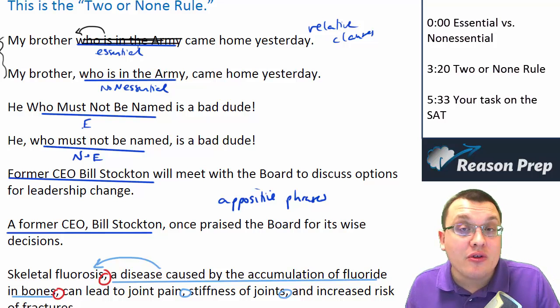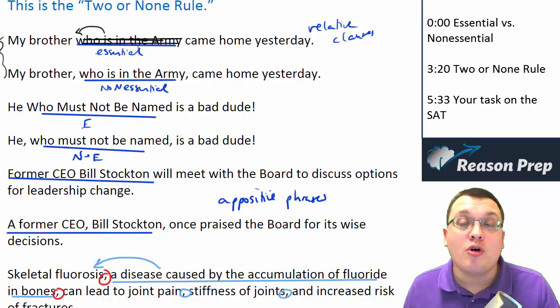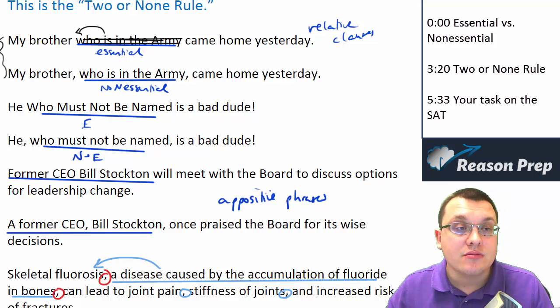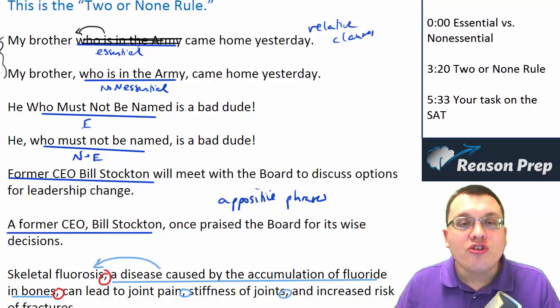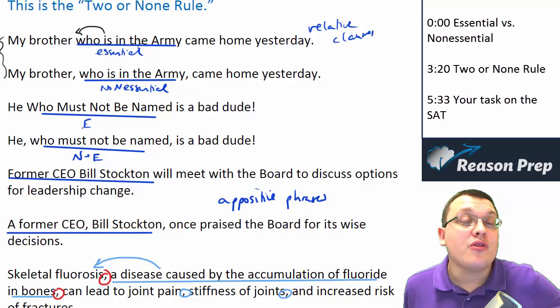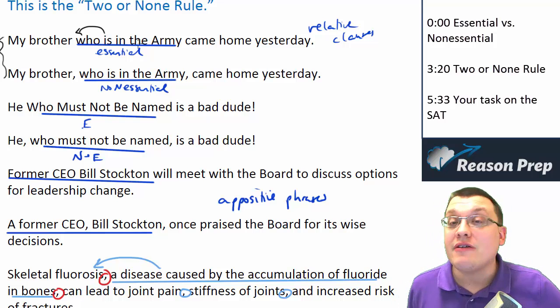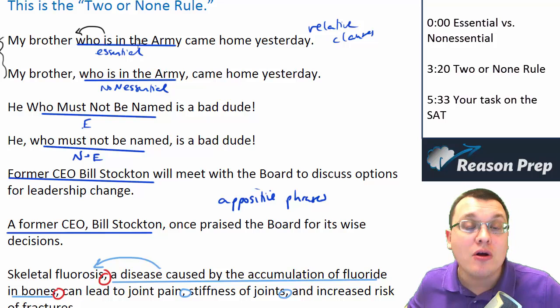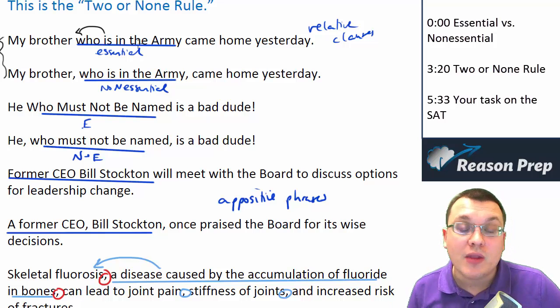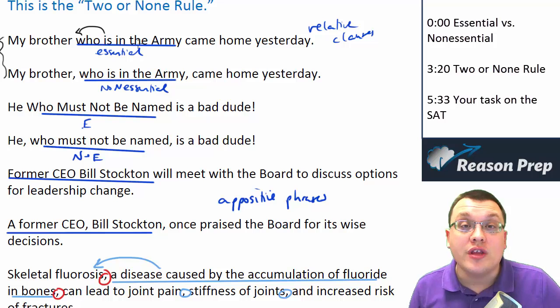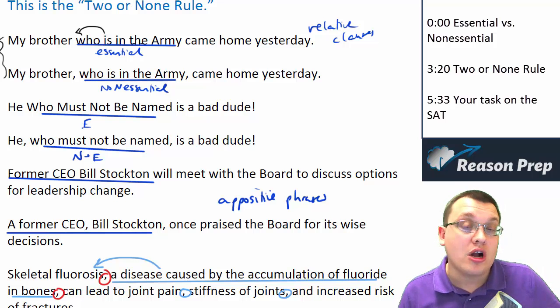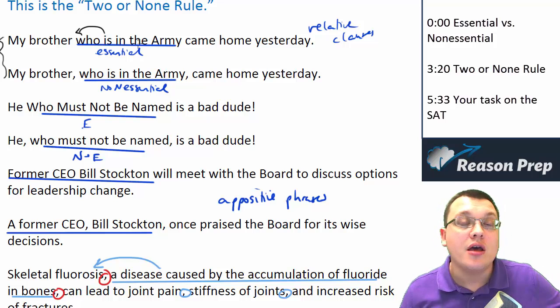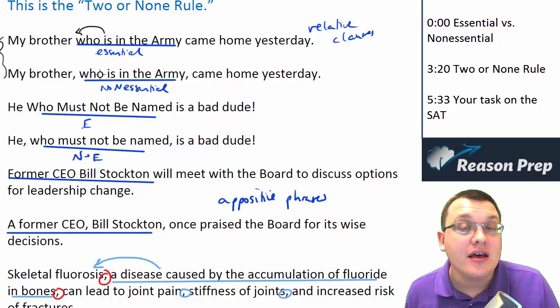Like if I have three brothers and I walk up to you and say, oh, my brother came home yesterday, you would naturally ask, which brother, right? So in this case, if I then say my brother who is in the Army came home yesterday, now it's very clear which brother I'm talking about, which is why in this case it's essential. Let's imagine though I had only one brother. If I only have one brother and I walk up to you and say, oh, my brother came home yesterday, I don't have to specify that he's in the Army.